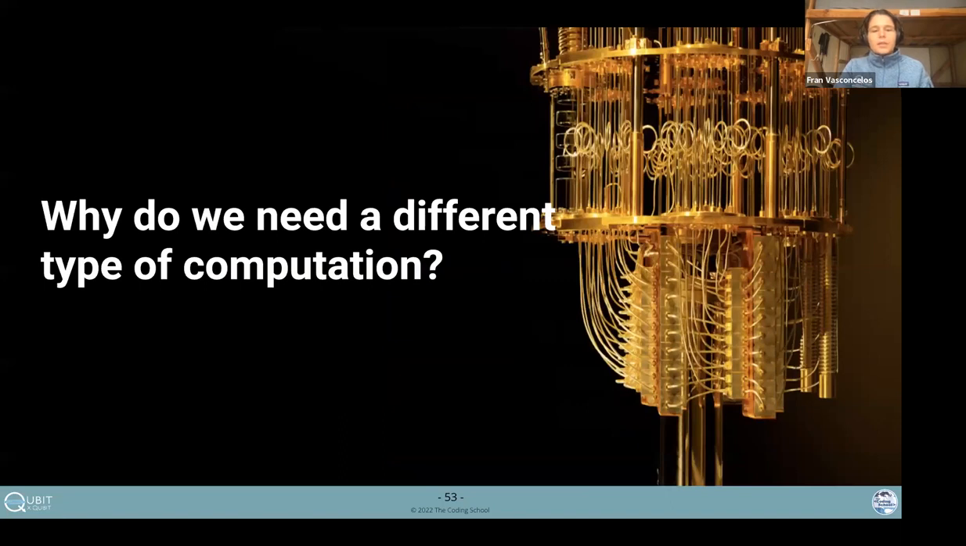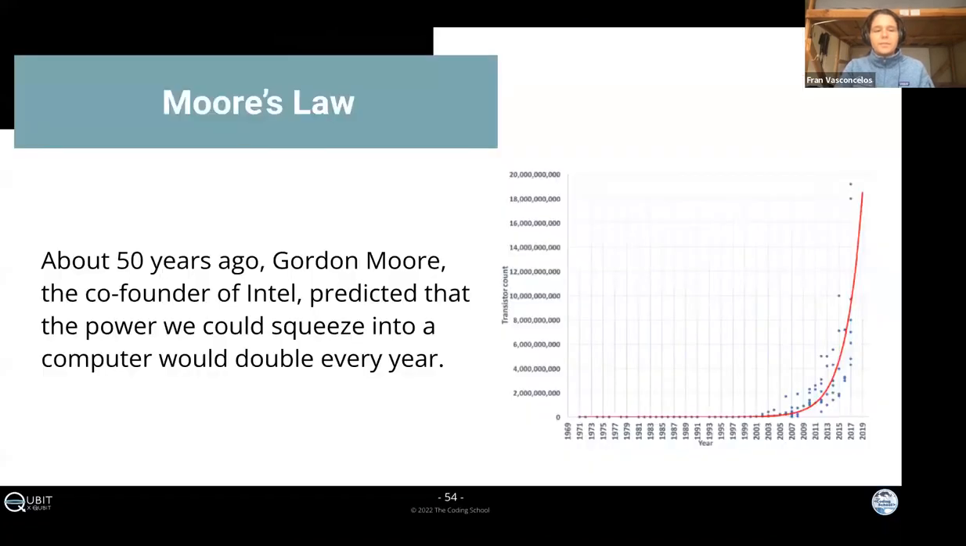And so then you might ask, why do we need a different type of computation? Most things you could think of doing, you could already do with your laptop. So why is it important to build quantum computers and implement a whole new type of computation? One of the original motivations for quantum computing comes from an idea very linked with classical computing, which is this notion of Moore's law.